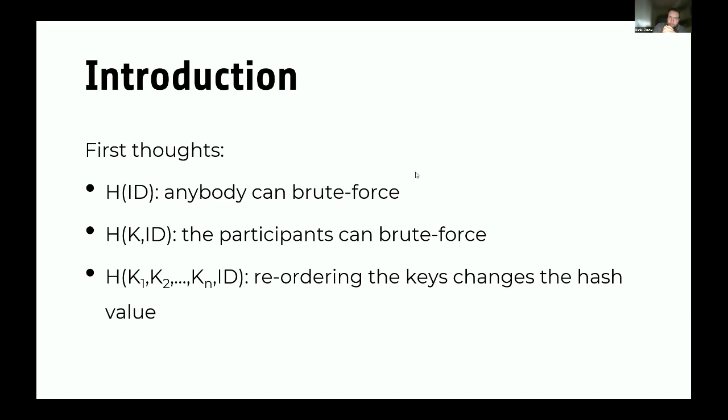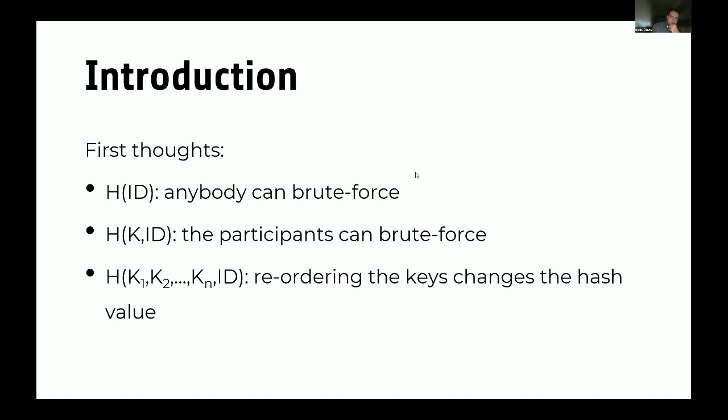So the problem with the third approach is if we reorder the keys, then it changes the hash values. At least this is how most of the hash functions work. Not all of them, but most of them work this way. And this is a problem because if another participant wants to anonymize the same plain text, we want the result to be the same, because otherwise the statistics will be distorted. So we want to detect the data records that are in the database of multiple participants.